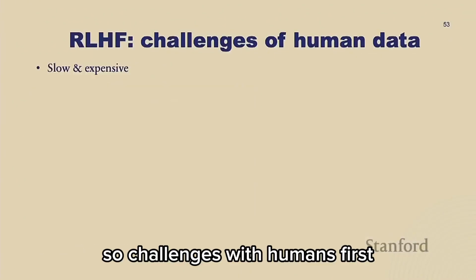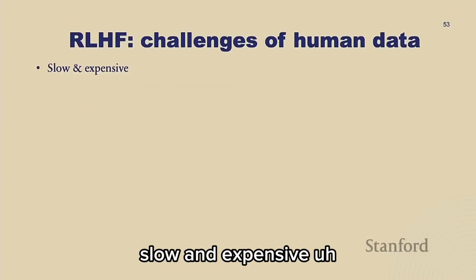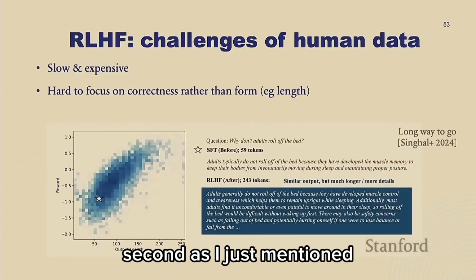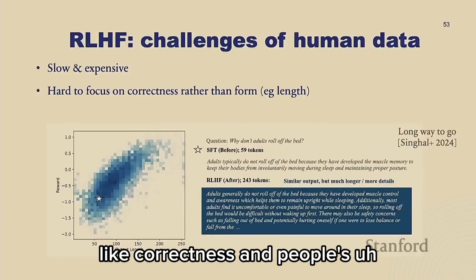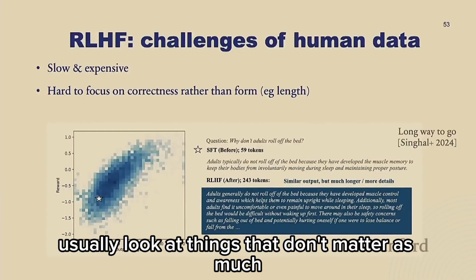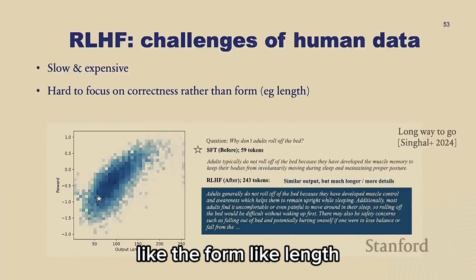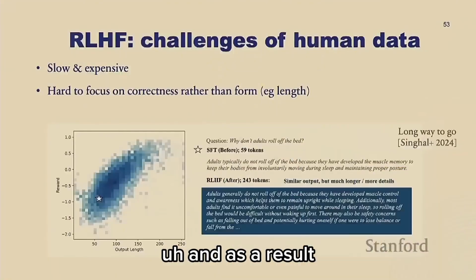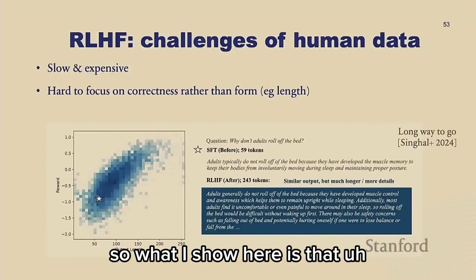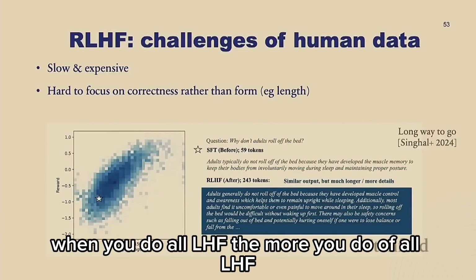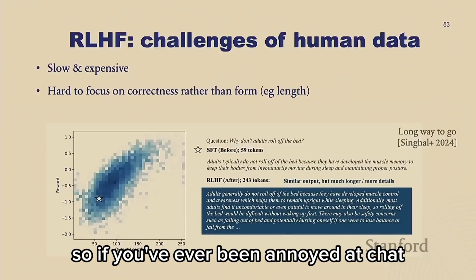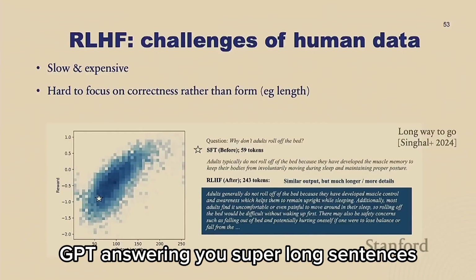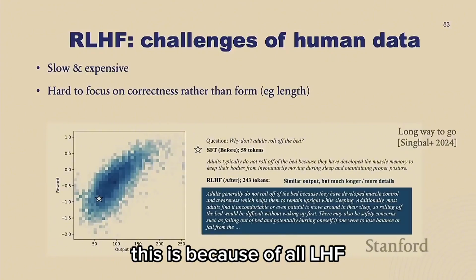So challenges with humans: first, slow and expensive. Second, as I just mentioned, it's hard to focus on things that matter, like correctness. And people usually look at things that don't matter as much, like the form, like length. As a result, what I show here is that when you do RLHF, the more you do of RLHF, the longer the output of the models become. So if you've ever been annoyed at ChatGPT answering you with super long sentences, this is because of RLHF.